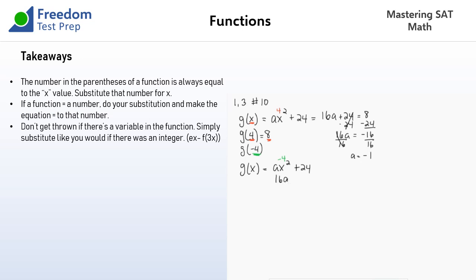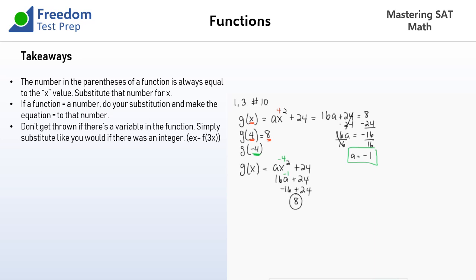but we just solved for the a, right? So we know that a is negative 1. So we can put in negative 1 here, plus the 24. So we have negative 16 plus 24, and we get 8. 8 is our answer.